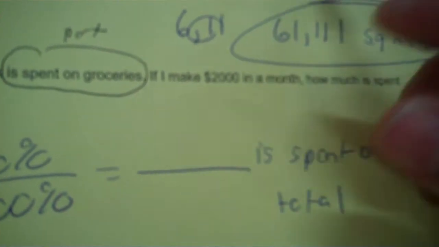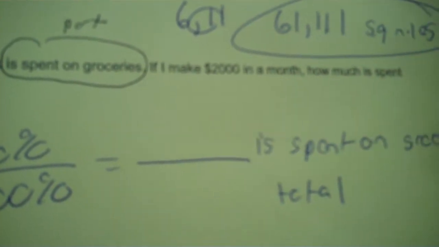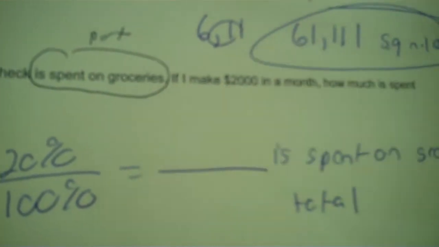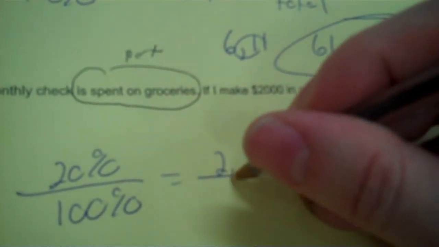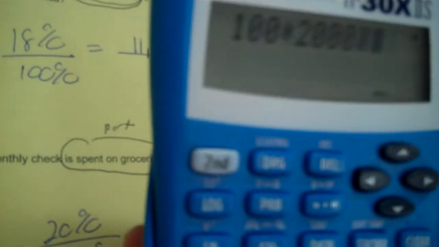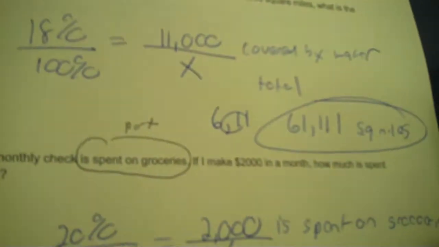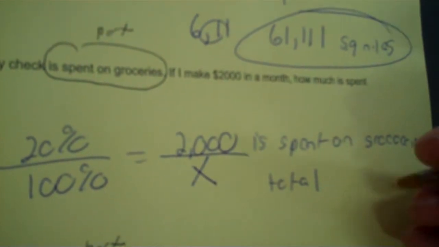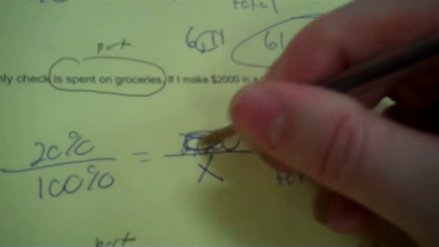Okay, it's 2,000. Do we spend $2,000 on groceries? I mean, I'm just asking. No, it's how much I make in a month. So that goes here. X goes here. So take 100 times 2,000 divided by 20, 10,000. Or wait a second, I screwed that up. My bad.